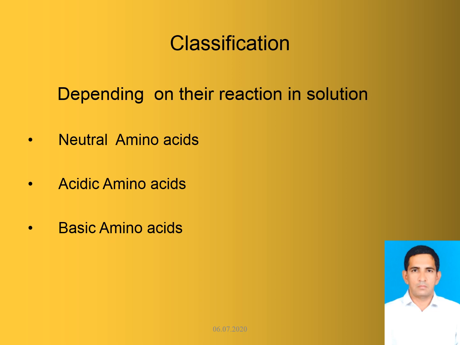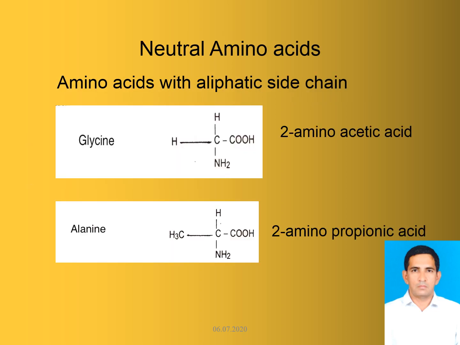Classification depending on their reaction in solution: neutral amino acids, acidic amino acids, and basic amino acids. Next, neutral amino acids. Amino acid with aliphatic side chain: amino acetic acid, and 2-amino propionic acid.